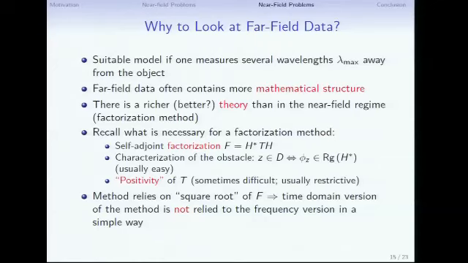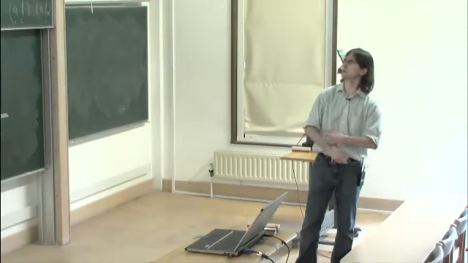Okay, and the final remark, Andreas told you yesterday that this factorization method uses square roots of the measurement operator. You characterize obstacles by looking at the square root of this F here, and this square root is of course a nonlinear operation, which implies that this time domain version of the method is not related to the frequency domain version, at least not by simple transformation. So the results in the frequency domain don't really help you in the time domain, and the results in the time domain imply nothing for the frequency domain because there is no linear relation between the methods due to this square root that appears.